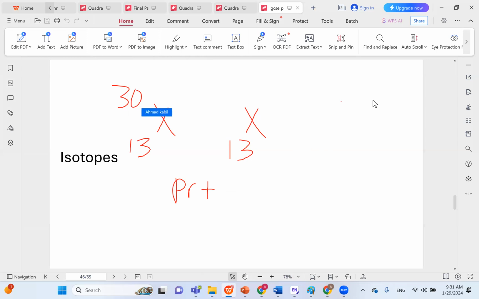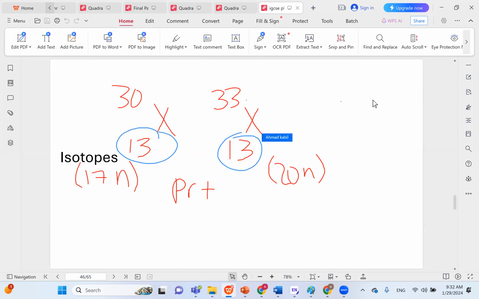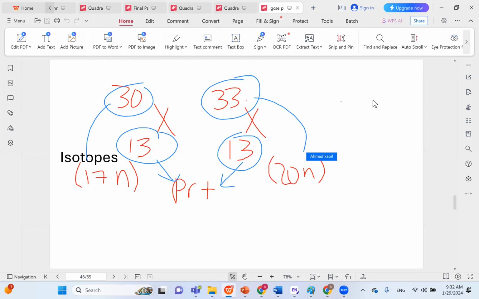For example, this is 30, this would be 33. So here we have 20 neutrons. Here we have only 17 neutrons. So what does that tell us? It tells us that the chemical properties are the same because it's the same element. It has the same proton number. However, the physical properties are different because of the different number of neutrons. This is the basic concept of isotopes.